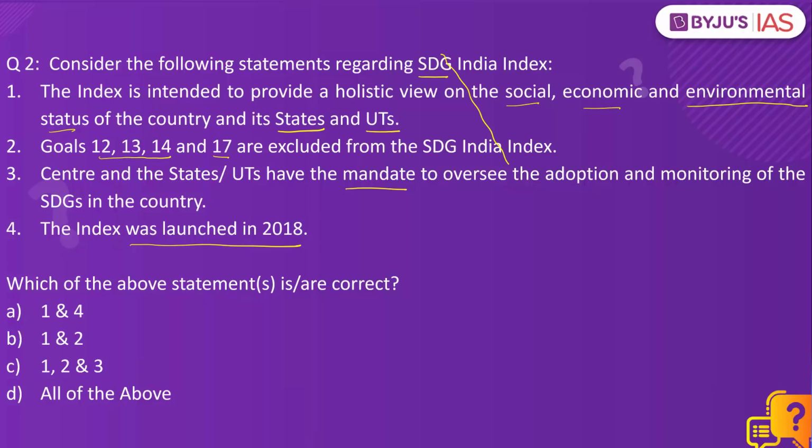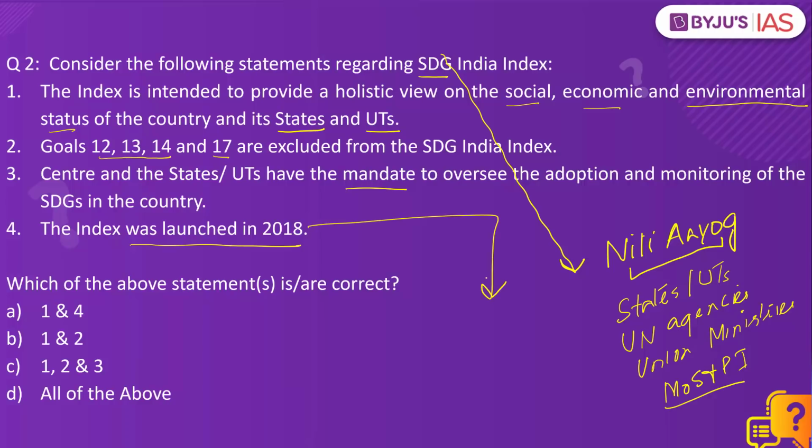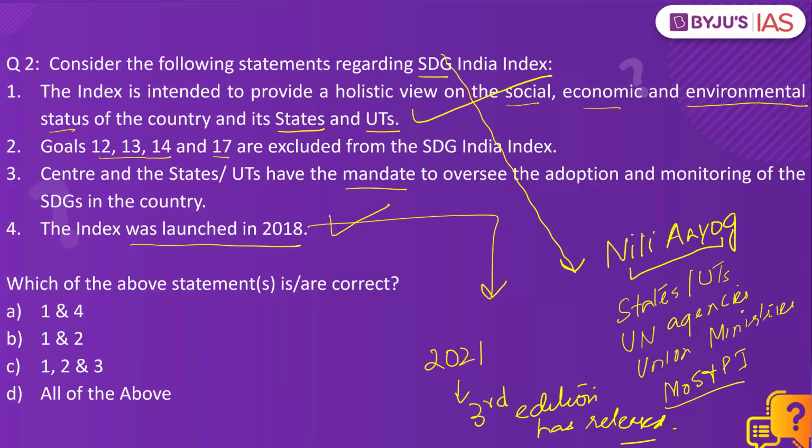This Sustainable Development Goal India Index is released by Niti Aayog, and this index is prepared in consultation with states, union territories, United Nations agencies in India, several union ministries, and the Ministry of Statistics and Program Implementation. This index was launched in the year 2018, and in 2021, the 3rd edition has been released. So this index, yes, it is intended to provide a holistic view on the social, economic, and environmental status of the country.